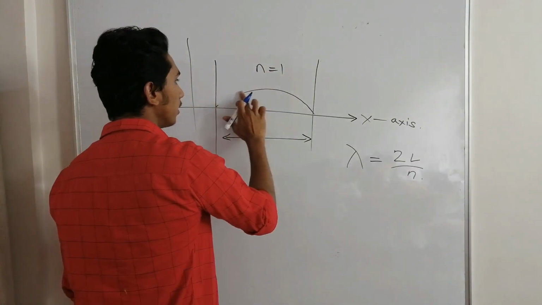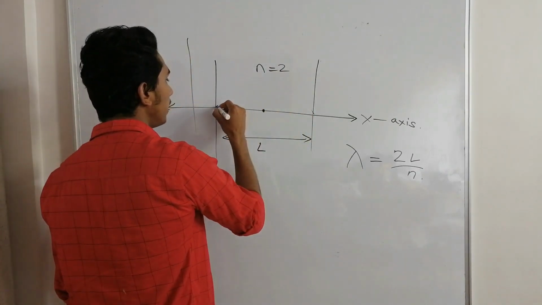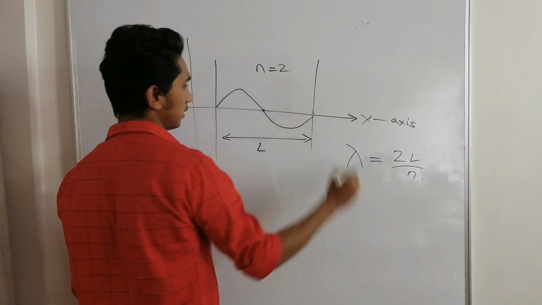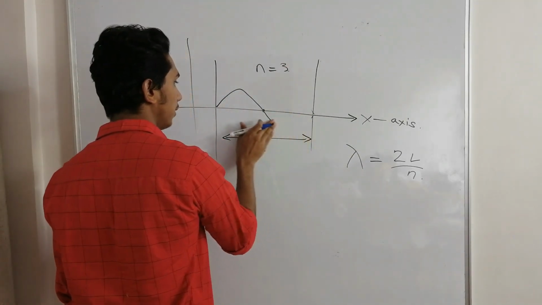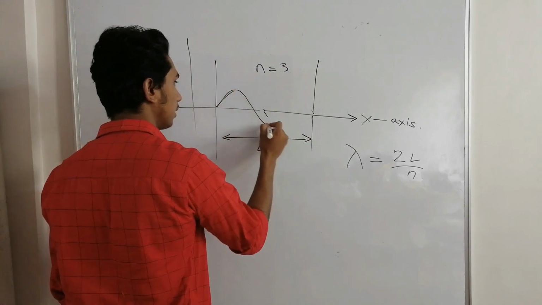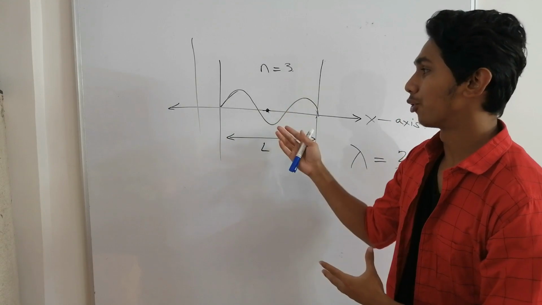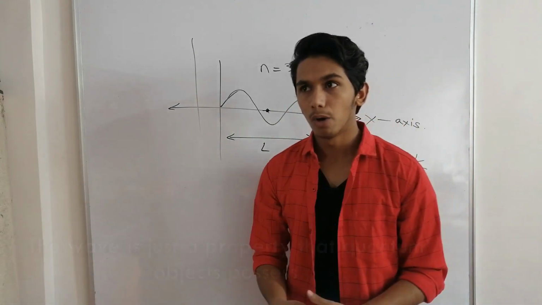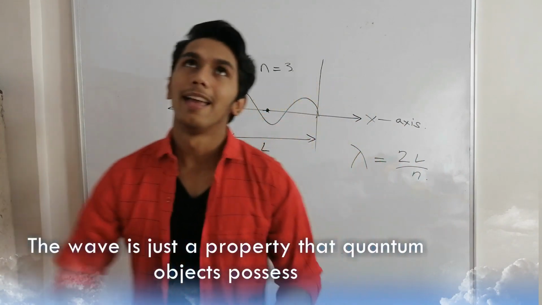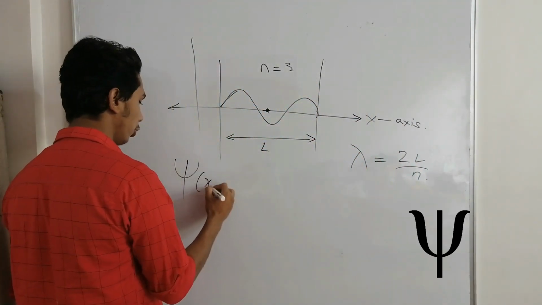What if n was equal to 2? So our wave would look something like this. What if n was equal to 3? It would look something like this. Now we finally have a wave which is created by the electron. So this wave is nothing but a matter wave. How do we describe this wave now? And now finally we have the quantum wave function coming into the picture.